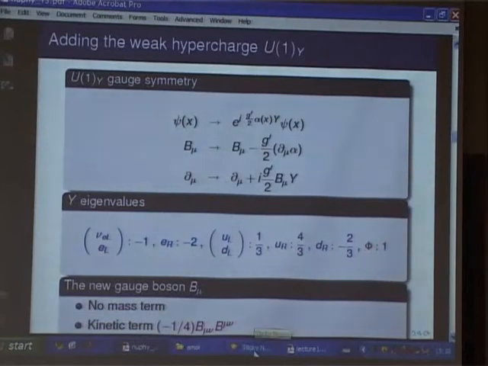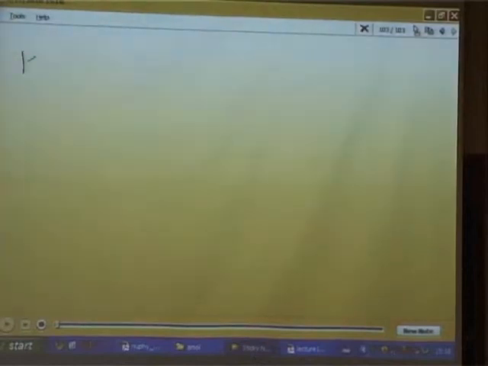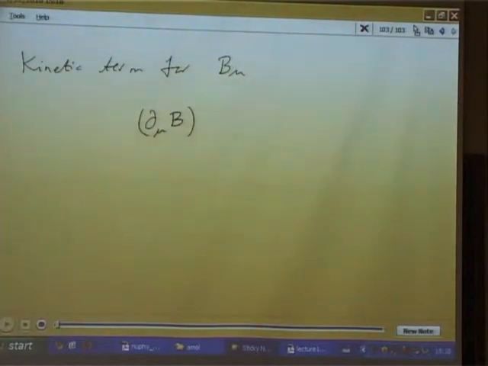Now, here also one has to be a bit careful. So now we have to look at the kinetic term for B mu. You know what a kinetic term normally looks like? Actually, it should look like del mu B nu, derivative times derivative.